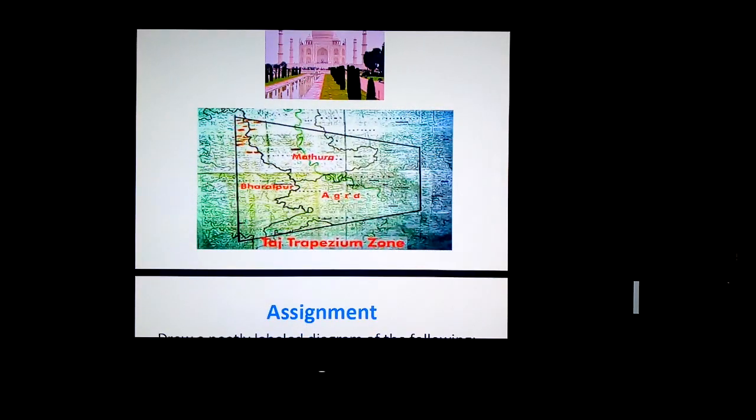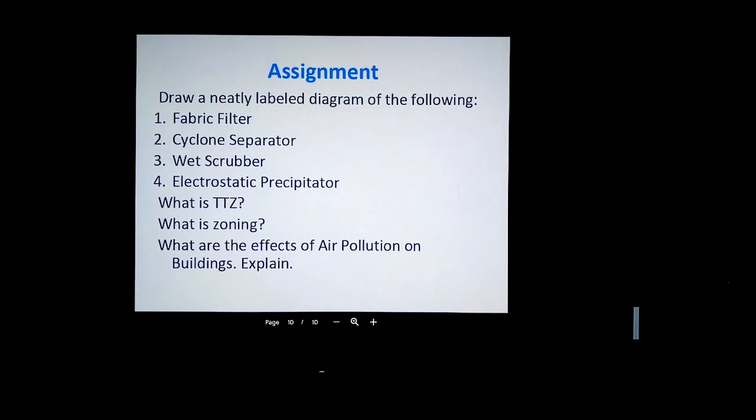Now coming to assignment. Draw a neatly labeled diagram of the following: fabric filter, cyclone separator, wet scrubber, electrostatic precipitator. What is TTZ? What is zoning? What are the effects of air pollution on buildings? And explain.